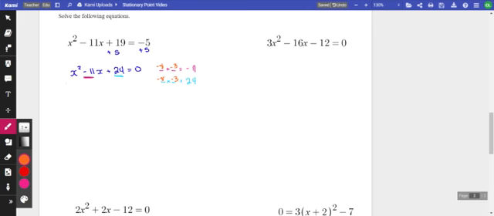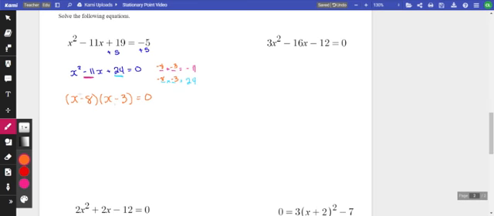So again, when there's no coefficient out front, we can just write as x minus 8, x minus 3, and of course this is equal to 0. So this is the factoring part. Now we have it factored. Now we need to solve.